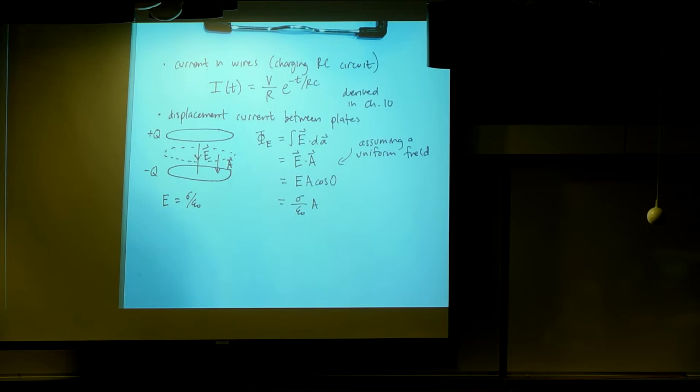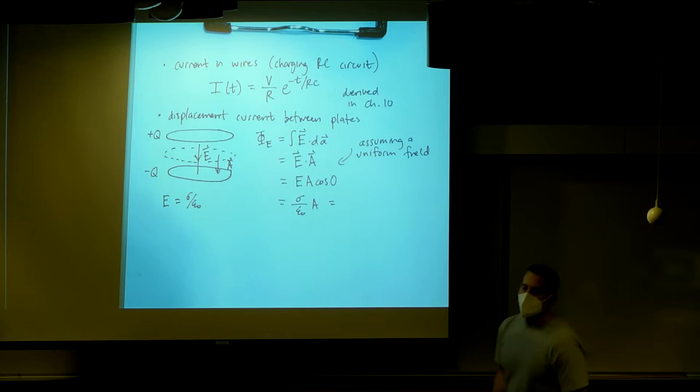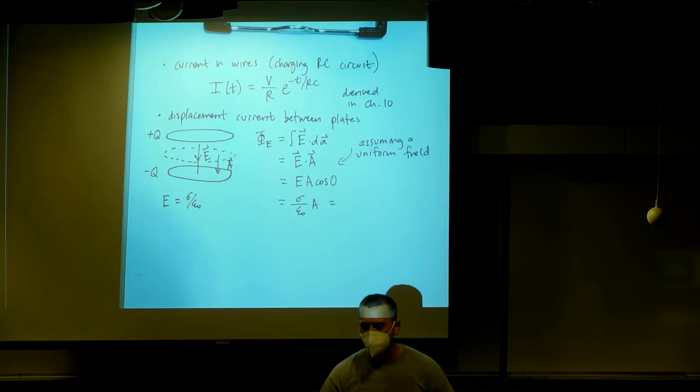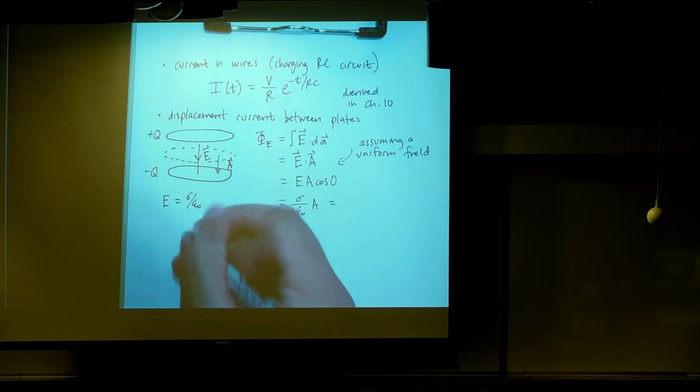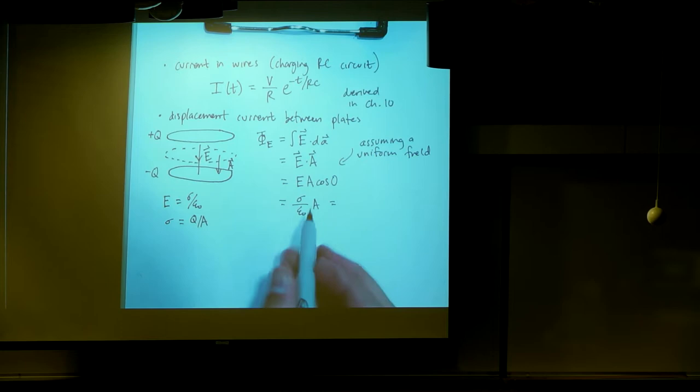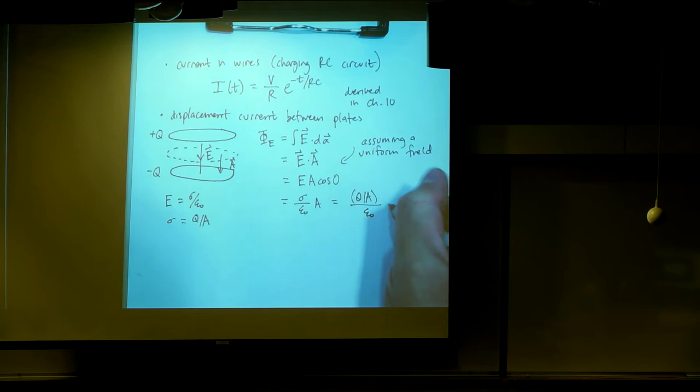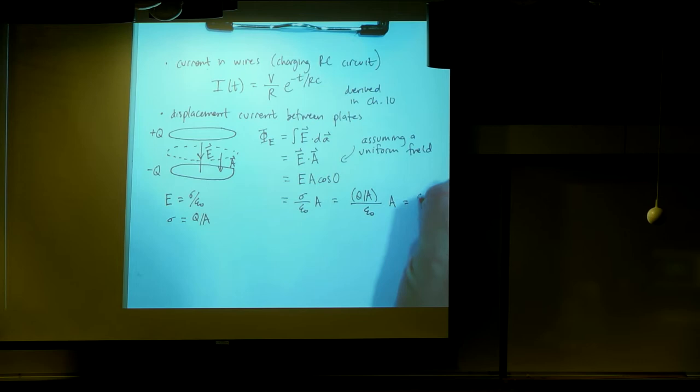Does anyone remember what sigma means? That's the charge per unit area on the plates. That's called the surface charge density on the plates. So I'm going to replace that with Q divided by A. Does that make sense? So sigma, which I'm now writing as Q divided by A, divided by epsilon naught, times A, that's the electric flux. But the A obviously just cancels out, doesn't it? So what do I have? I just have Q, which is the magnitude of the charge on the plates, divided by epsilon naught.